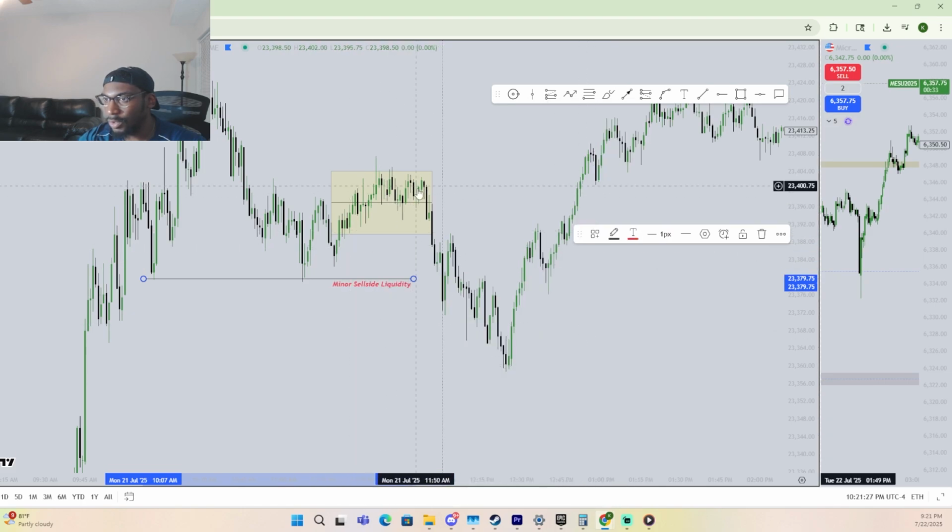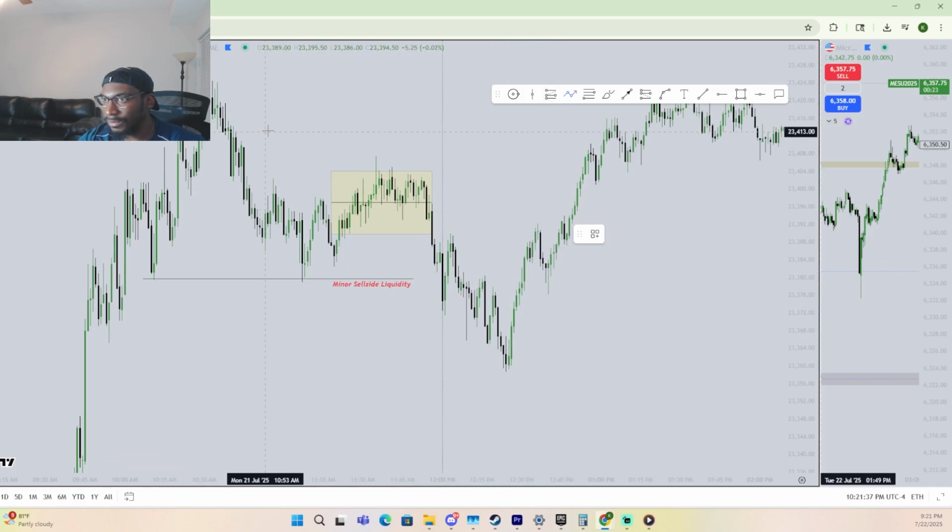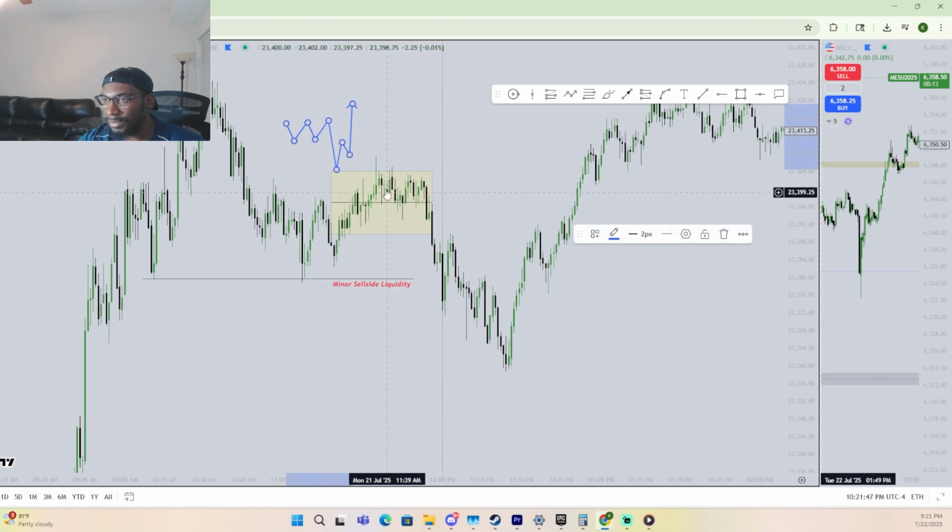Power 3. Once we come down into this 15-minute fair value gap, we sharply shoot back up. So again, remember that schematic, it looks something like this: sharp down, and then we come back up. This is this. It's all happening all over again. Accumulation, manipulation, come back up.